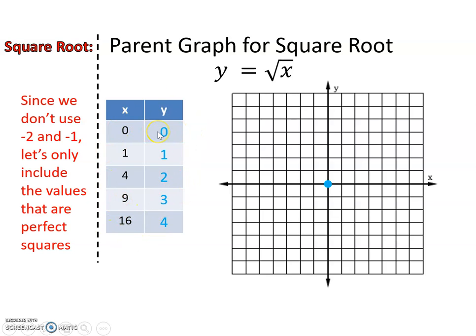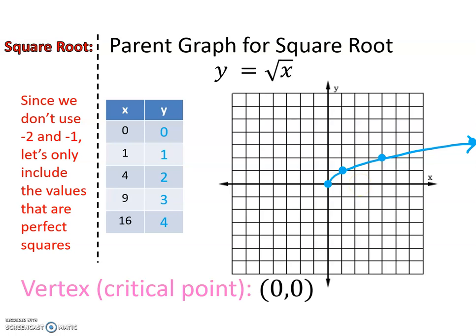So we have 0, 0, we have 1, 1, 4, 2, 9, 3, that's going to be way over here. And the last one's going to be 16, 4, which we don't actually have to plot. That's way too far off our limited graph here, right? But we can see where this is heading. As you can see, this is not a straight line. This is a curve. So you want to make sure you're sketching a curve. Make sure you include an arrow at the end, right? Because this will continue on forever.